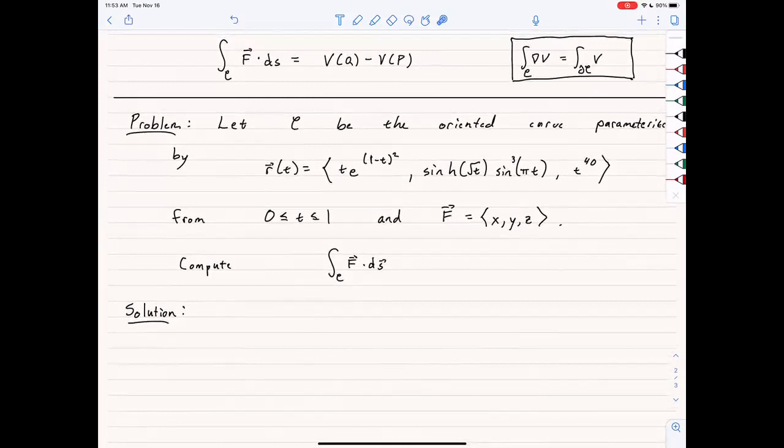So what I do instead is I take a look at my vector field. Let's not start here. Let's start here. And I ask this vector field, are you conservative?